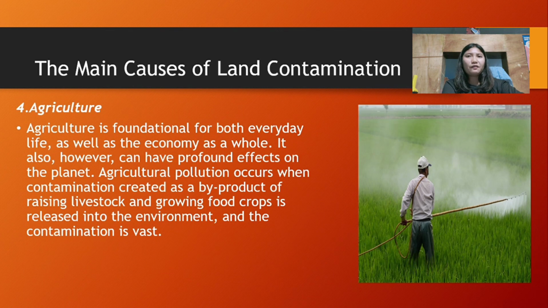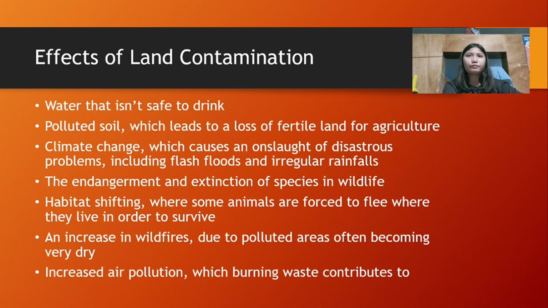And lastly, we have agriculture. Agriculture is foundational for both everyday life as well as the economy as a whole. It also, however, can have profound effects on the planet. Agricultural pollution occurs when contamination created as a byproduct of raising livestock and growing food crops is released into the environment, and the contamination is vast.